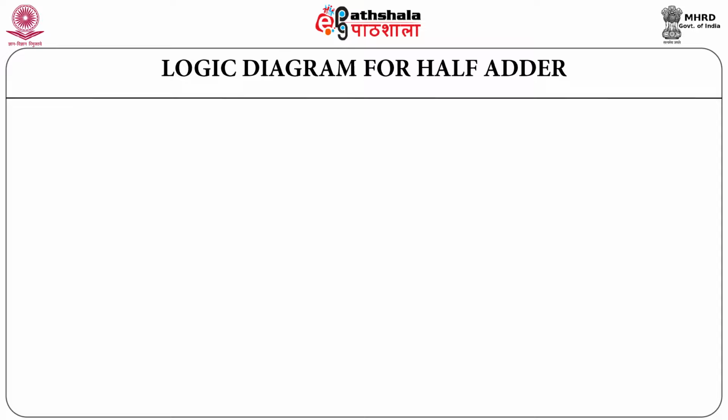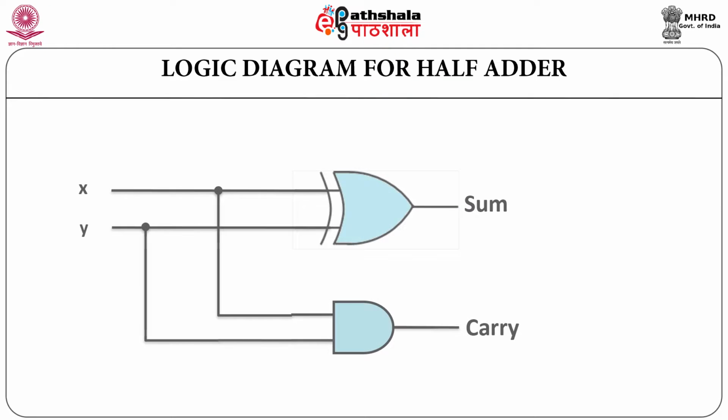The logic diagram for the half adder can then be easily drawn by using these two expressions. The two gates which are used are the exclusive OR gate and the AND gate. The output of the exclusive OR gate is sum and the output of the AND gate is carry. The two inputs are applied to both these gates. This particular circuit is called the half adder. It is called so because it does not accept the carry as one of the inputs.